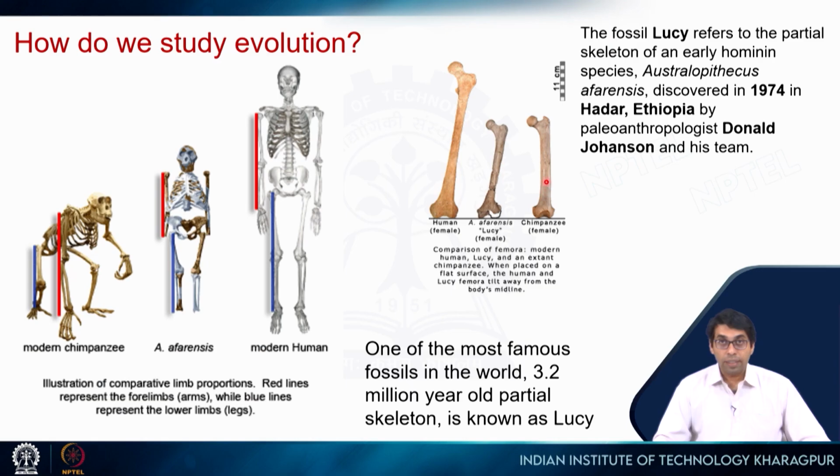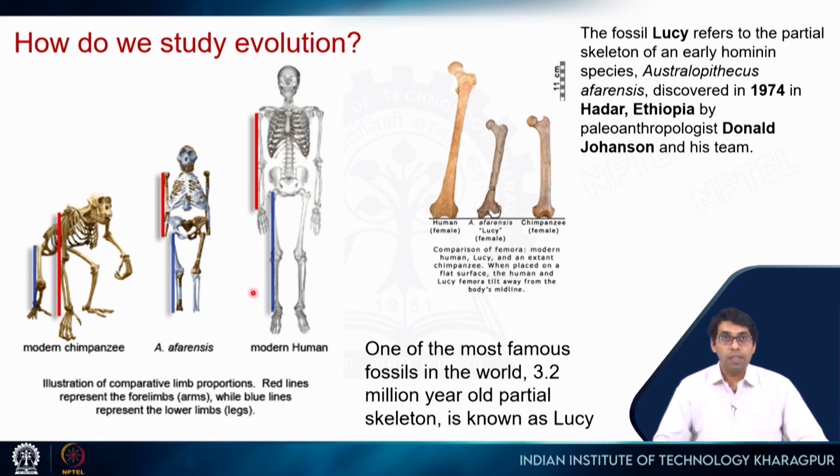Now, this tells you that whatever this species is, it shares a characteristic between these two species, and we know when the chimpanzee appeared and when the first human species appeared. So this is something that is in between, and then we can do carbon dating to know how old this fossil is. This is actually one of the most famous fossils in the world. It is a 3.2 million year old partial skeleton called Lucy.